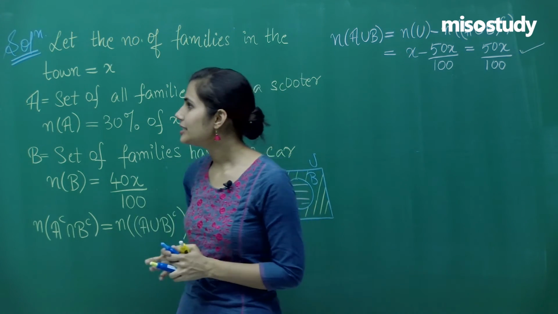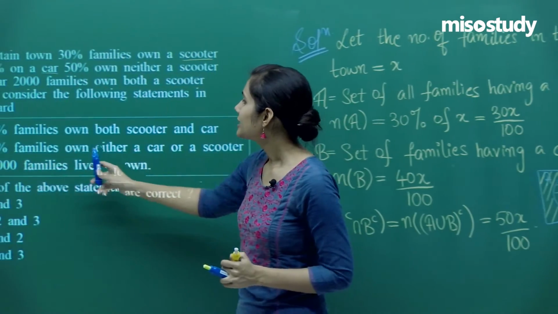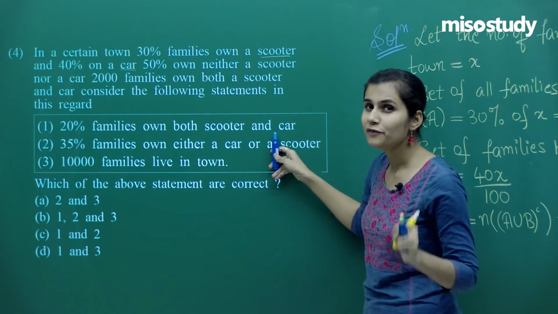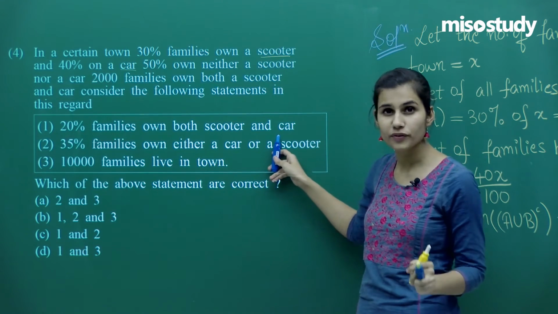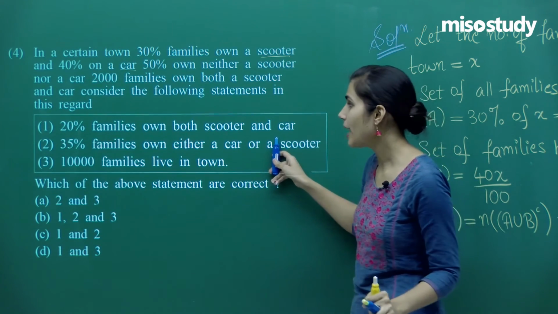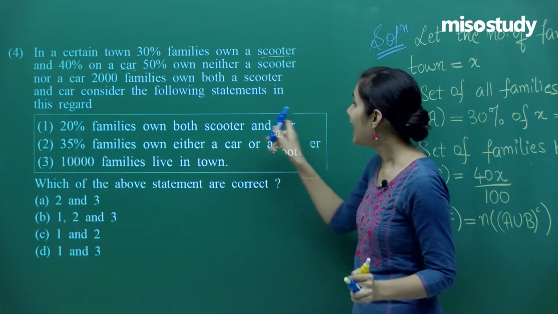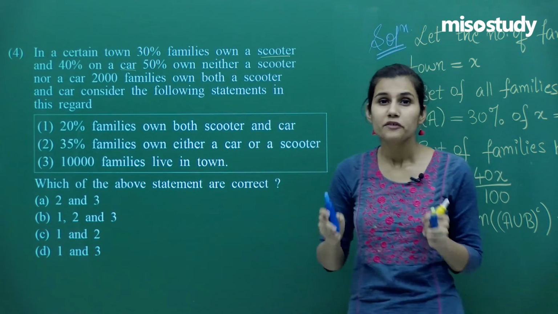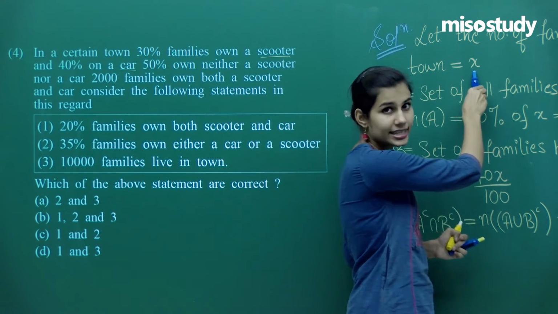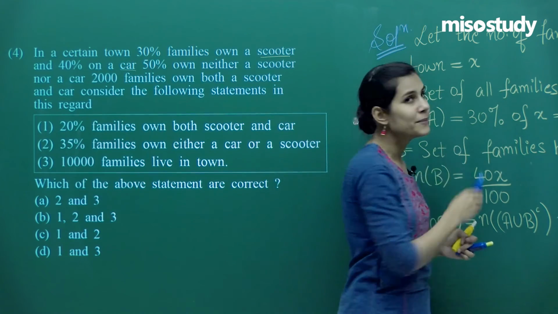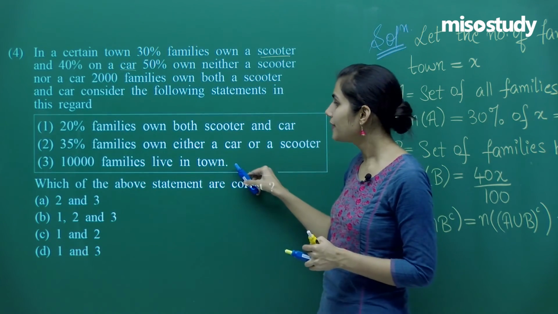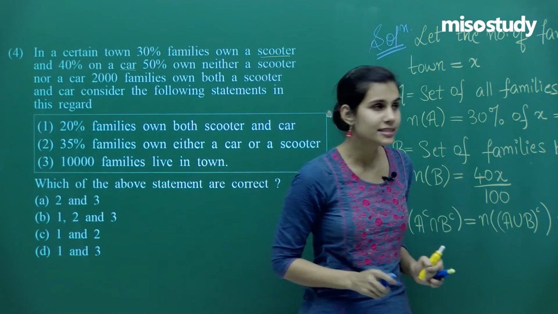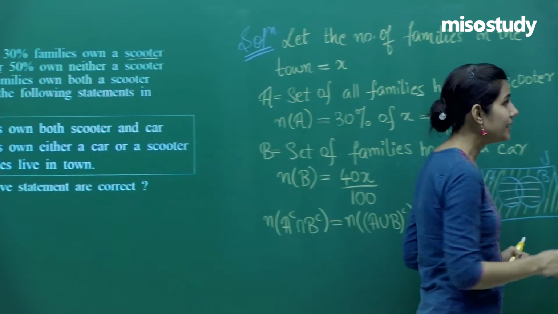We are interested in how many families own both a scooter and a car. Here we are talking about the intersection of the two sets, because we want those families who have a scooter and also a car. Also, if somehow we find the value of x, we are going to get the number of families in the town, and we can verify that with the third point. So our aim right now is to find the intersection. What do you think that will be?